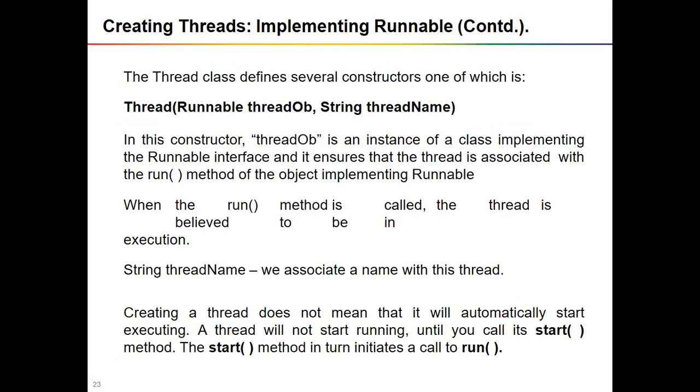The Thread class defines several constructors, one of which is Thread(Runnable threadOb, String threadName). In this constructor, threadOb is an instance of the class implementing the Runnable interface, and it ensures that the thread is associated with the run method of the object implementing Runnable. With the string threadName, we associate a name with this thread. Creating a thread does not mean that it will automatically start executing. A thread will not start executing until you call its start method. The start method in turn initiates a call to the run method.